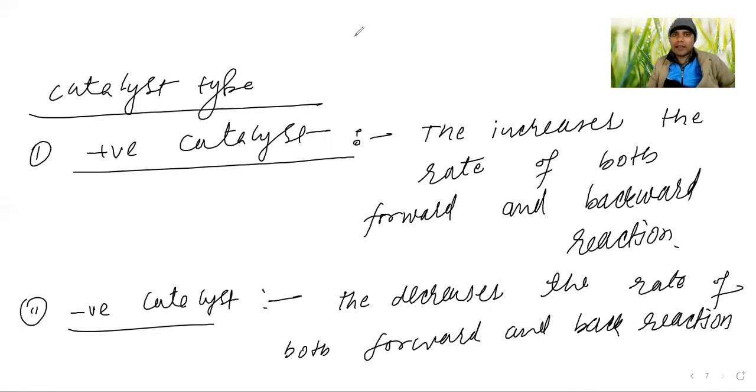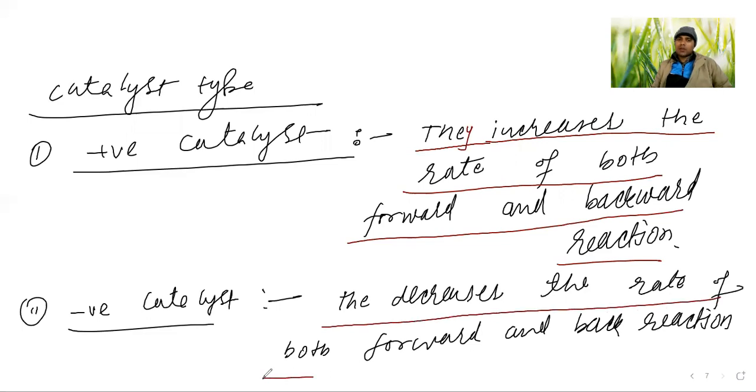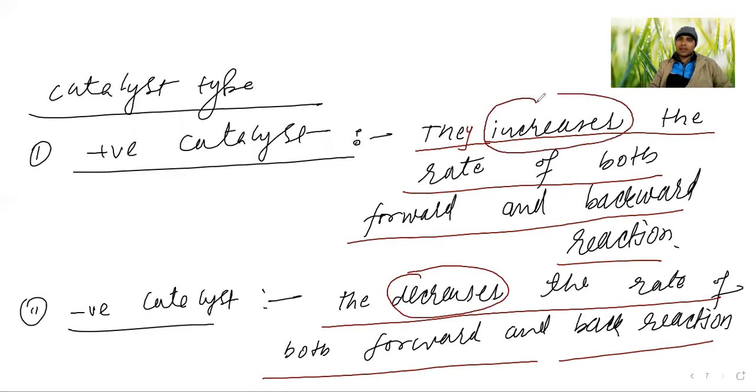So catalyst, if you are talking, they increase the rate of both forward and backward reaction, and negative catalyst, they decrease the rate of both forward and backward reaction. So negative catalyst is decreasing the rate and positive catalyst is increasing the rate. Are you able to understand? Yes, sir. Very good.